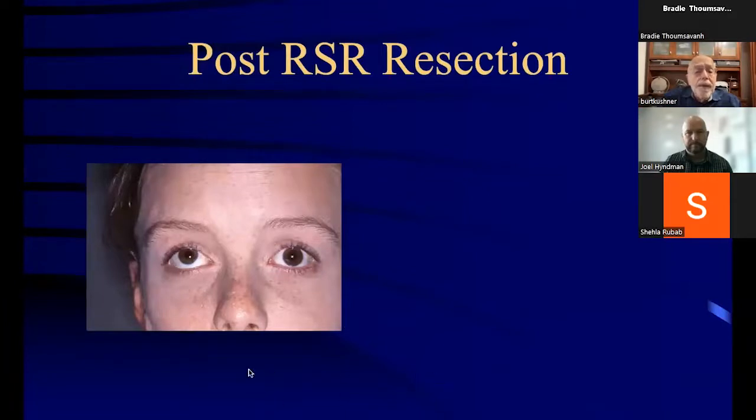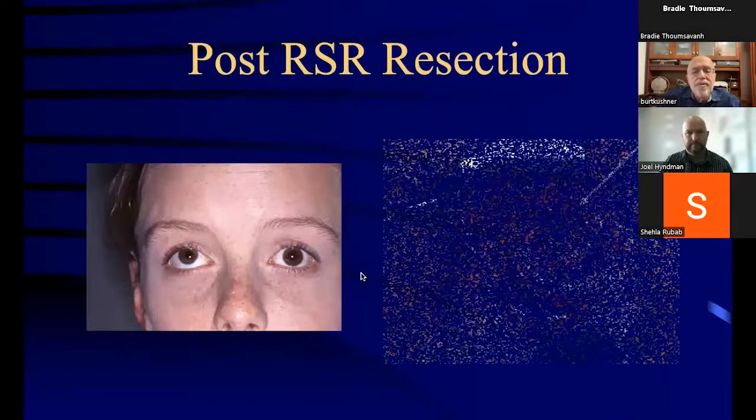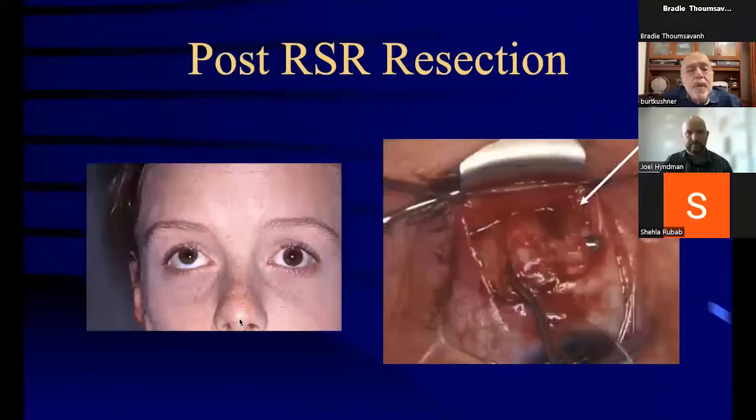Here's a young woman who had undergone a superior rectus resection. The doctor didn't pay attention to the frenulum. She developed what I call the superior oblique incarceration syndrome, and this is the mirror image of what I talked about with the inferior oblique. So this is what I found at her surgery.